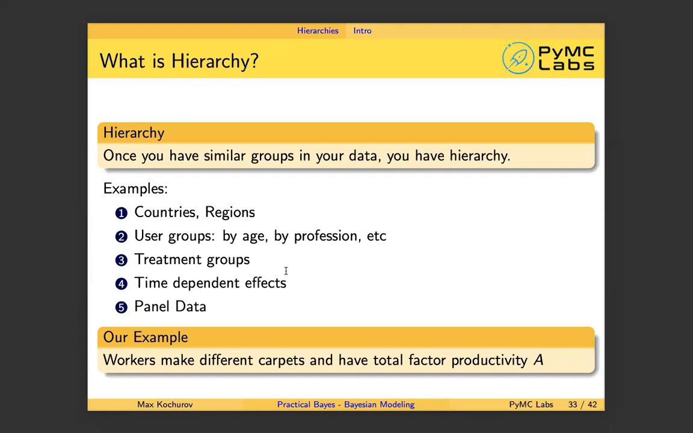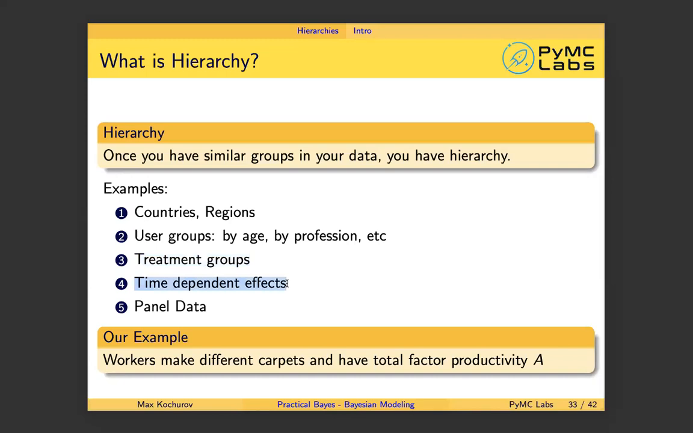Hierarchies is a very, very broad term. They can be any countries, regions within countries, which would be even a multi-level hierarchy. It could be user groups, splits by profession, other groups, many things. They can also be combined, like subjects that share age groups and profession, but some subjects might not share the same age and profession. Every such combination is just treated as a hierarchy. Even if you estimate treatment effects, this is also an example of a very simple hierarchy with just two groups.